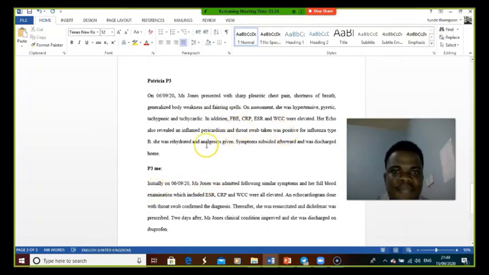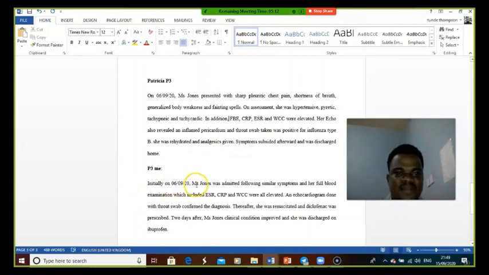So that's the mistake that she made, that she was rehydrated and then said symptoms subsided afterwards. Every other thing is actually okay. So the error here is just the repetition of symptoms that you've already mentioned before, which will make your word count increase, and it is unnecessary information. Do you understand? Because you've given this information before.